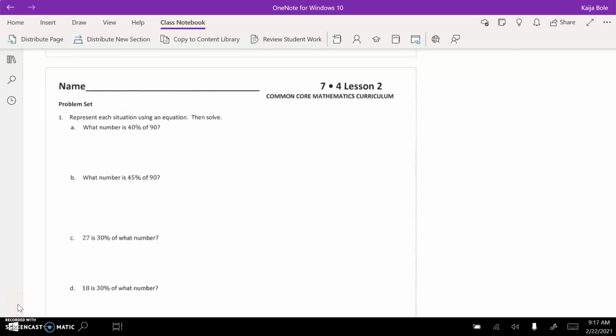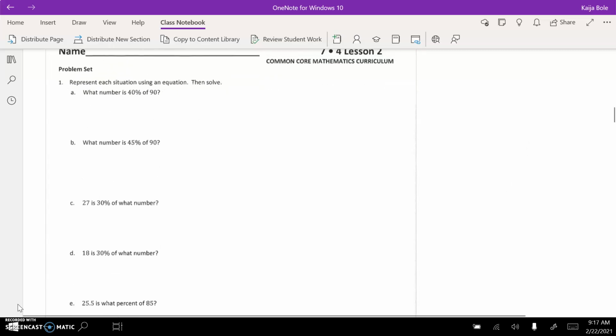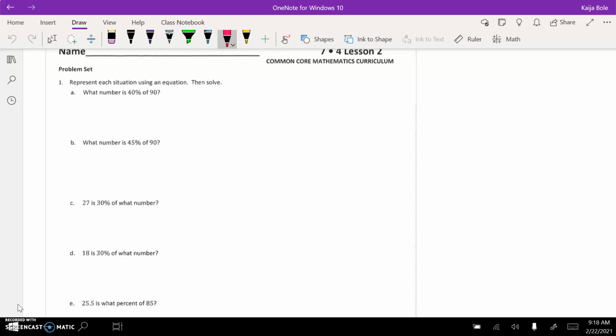Here we are on the classwork for 4.2. Goal of today is to do numbers 1 through 6. So number 1, I know it's long, but they're all the same setup, where it says represent each situation using an equation, then solve. That's where you're going to do the proportion, the standard algorithm. So set up your blank proportion first.